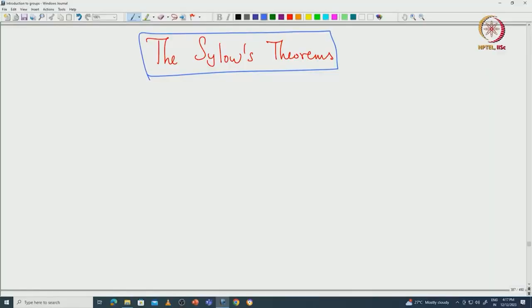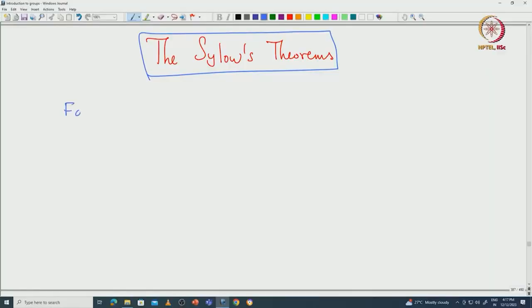Okay, so let us see the statement of Sylow's theorems. Recall first what is Lagrange's theorem. One can think of the very first Sylow theorem as a partial converse of Lagrange's theorem. So Lagrange's theorem states the following.